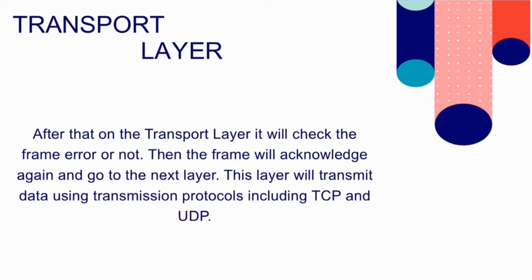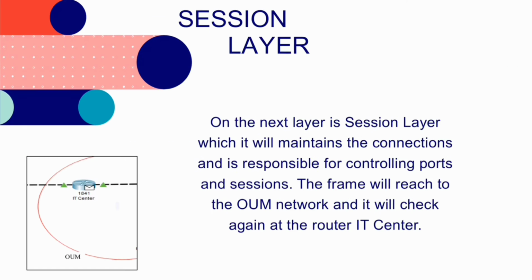After that, for the transport layer, the function is to check whether the frame has an error or not. If there is no error, the frame will be acknowledged and go to the next layer. This layer transmits the data using transmission protocols, including TCP and UDP. Then the session layer's function is to maintain the connection, and it is responsible for controlling ports and sessions. For example, we can see in the picture the IT center. The frame will reach the OUM network and it will be checked again at the IT center router.